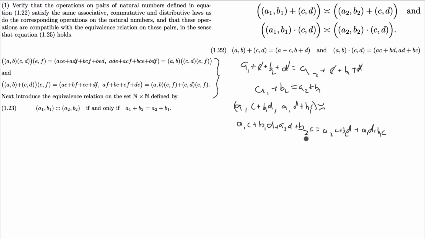Well, we can check this by noting that we know that a1 plus b2 is equal to a2 plus b1. And we see a1 and b2 both have a c coefficient on the left-hand side, so we replace that with a2 plus b1 times c, and that's going to be equal to a2c plus b1c, so those match. And then we have b1d plus a2d, and we see that that's going to be the same as a1 plus b2 times d, and that matches the d term here. So in fact, these are equal, and therefore they're equivalent, so we have that equation 1.25 is holding.